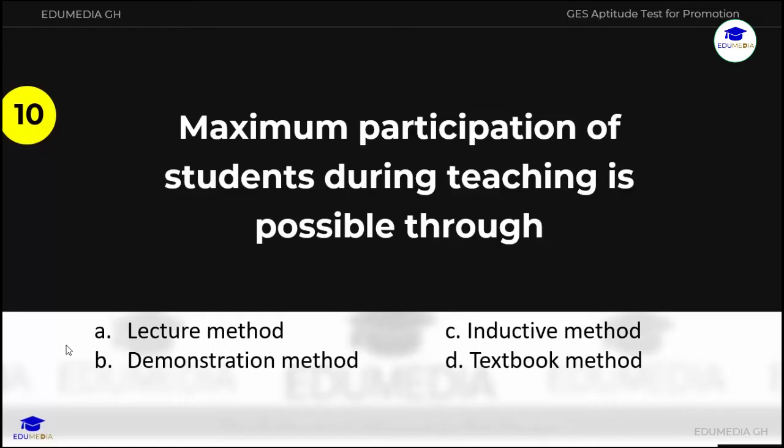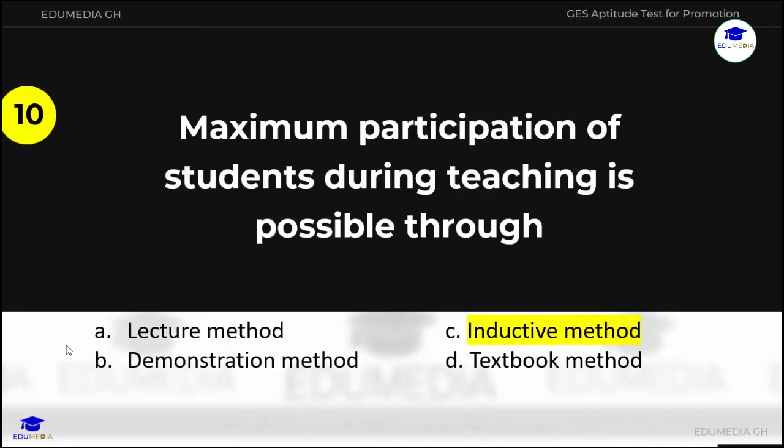Question number 10. Maximum participation of students during teaching is possible through A. Lecture method, B. Demonstration method, C. Induction method, and D. Textbook method. The correct answer is C.